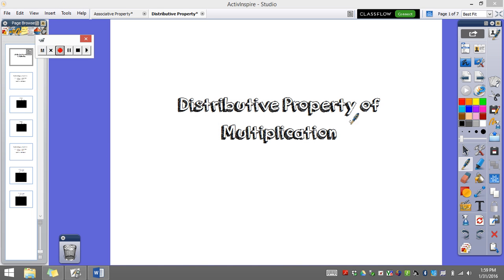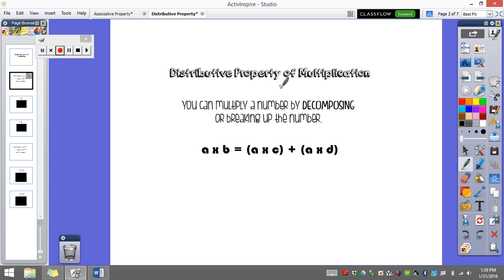The distributive property of multiplication. The distributive property says that you can multiply a number by decomposing or breaking up the number. So instead of saying a times b, we could actually break the b up into two smaller numbers.